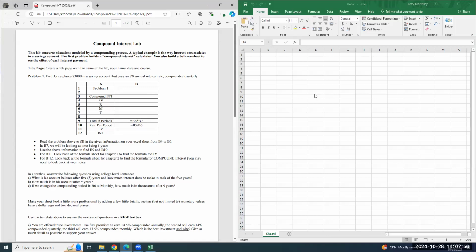Welcome to Math 105, where we are working on the compound interest lab today. This lab concerns situations modeled by a compounding process. A typical example is the way interest accumulates in a savings account. The first problem builds a compound interest calculator. You also build a balance sheet to see the effects made for each interest payment.